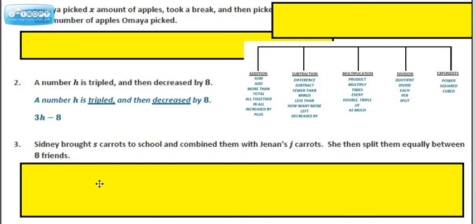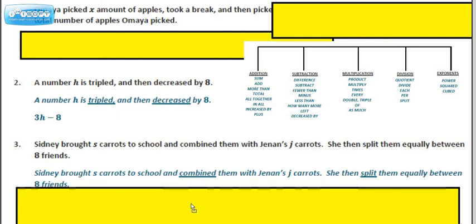Now let's take a look at number 3. Sydney brought S carrots to school and combined them with Janan's J carrots. She then split them equally between 8 friends. If you're splitting things equally, that means you're going to be dividing. Now the word combined here, I don't think I have that on this list, but that's going to suggest that we're adding. So the important parts there are combined and then split.